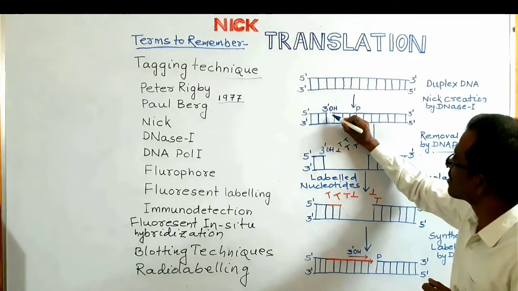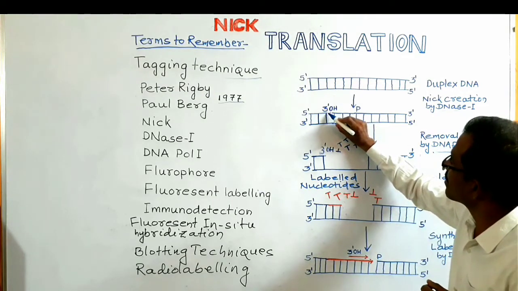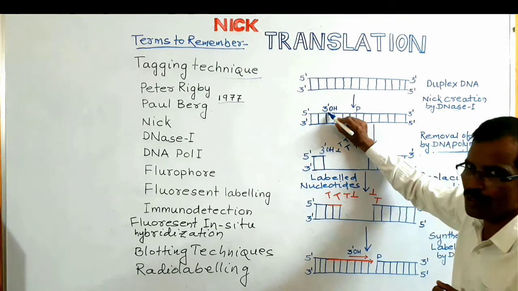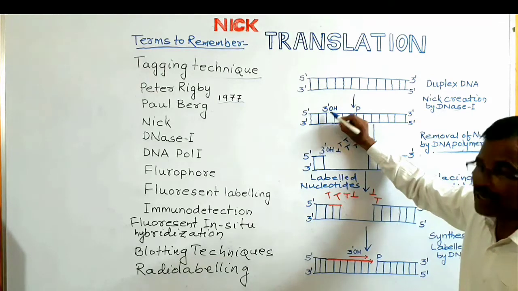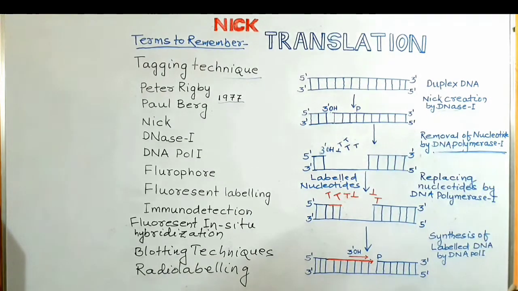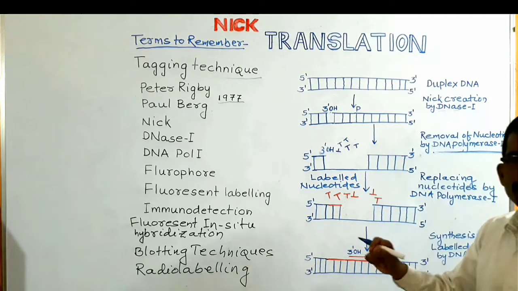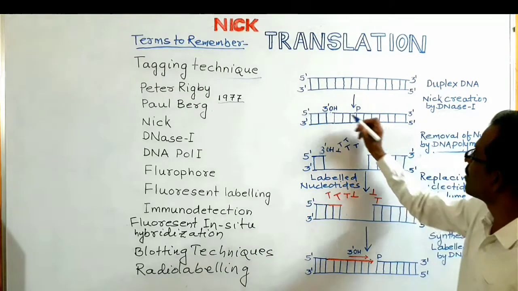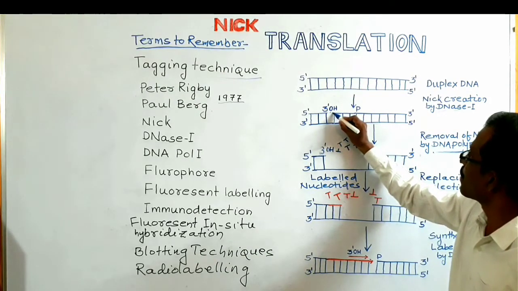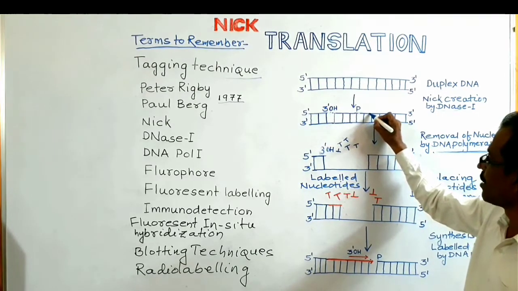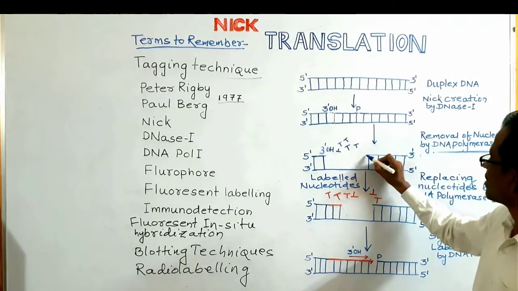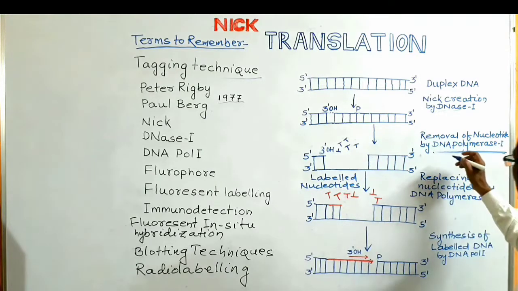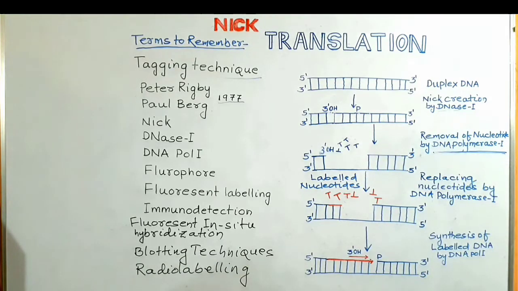So by creating this Nick, you see here there is a free 3' hydroxyl group. So this 3' end can be extended by using the enzyme DNA polymerase 1. DNA polymerase 1 through its 5' to 3' exonuclease activity can remove some of the nucleotides present in this stretch of DNA. So in this diagram you see here there are some nucleotides. These nucleotides are already removed by the exonuclease activity of DNA polymerase 1.